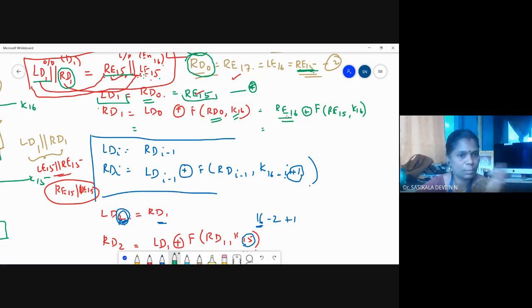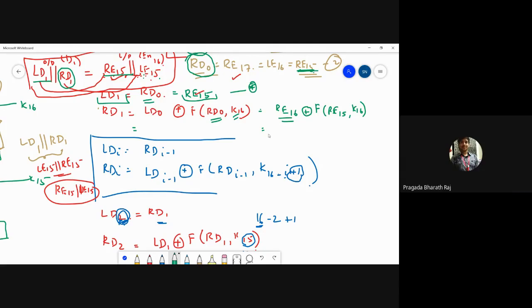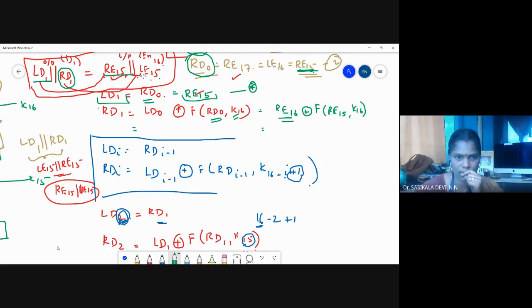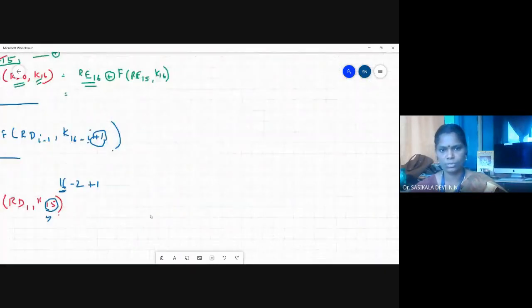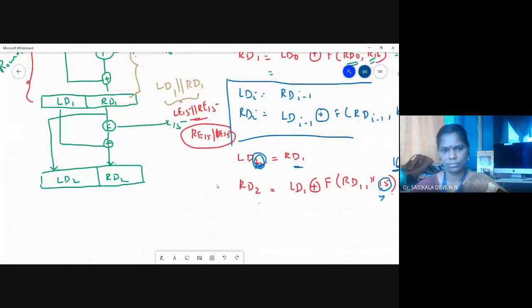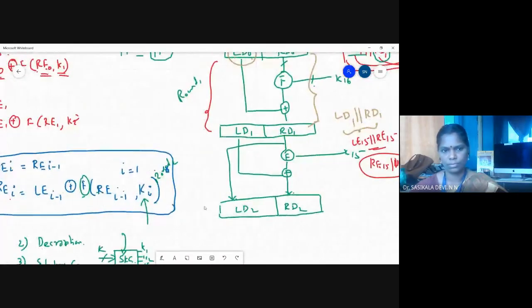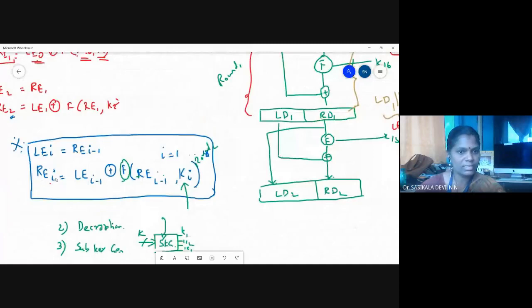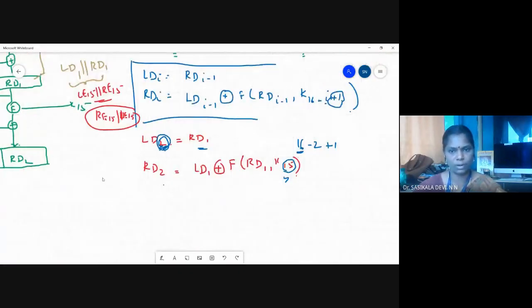RE16. Just apply the linear equation of the encryption process. What is this? REi is equal to... Good. And let me show you the equation again for your remembrance. This equation will be used: REi is equal to LEi minus 1 XOR F of REi minus 1 comma K. Remember this equation and just apply it.